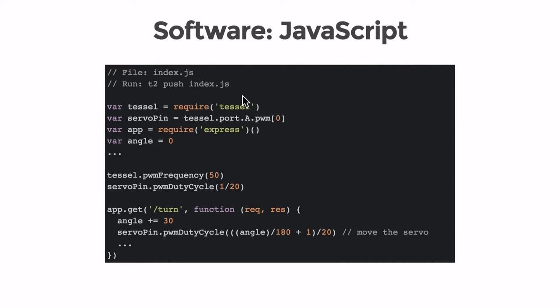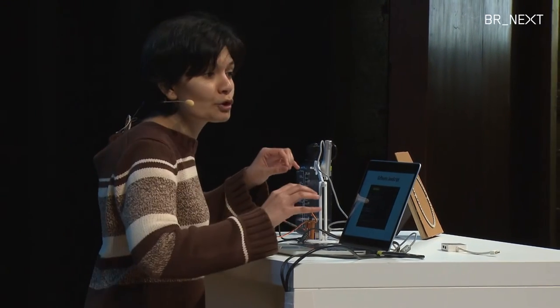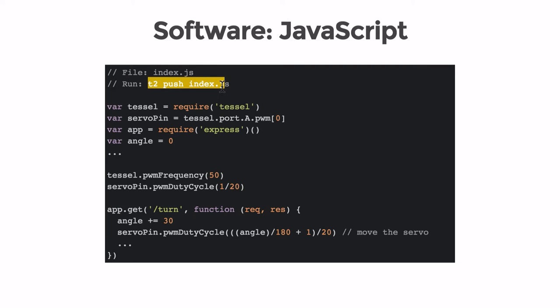So let's talk about the software. So I'm using Tessel in this case, and Node.js is running inside this, by the way. And all I need to do is do a t2 push to make the code run on the hardware here. And I'm using Express so that you hit an HTTP GET route, slash turn, and that's how you hit the route, and then the servo turns.